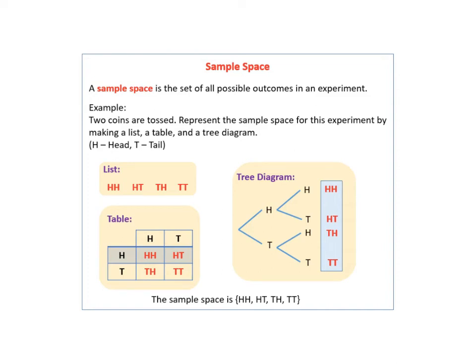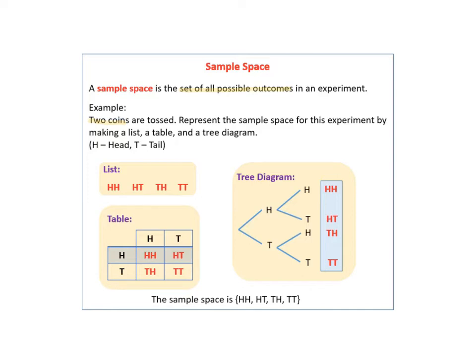Okay, so what you need to know about this is that a sample space is the set of all possible outcomes in an experiment. So it's all the different ways that this can happen. So for example, if I have two coins that are being tossed, there are three ways that I can write out the sample space or think through.